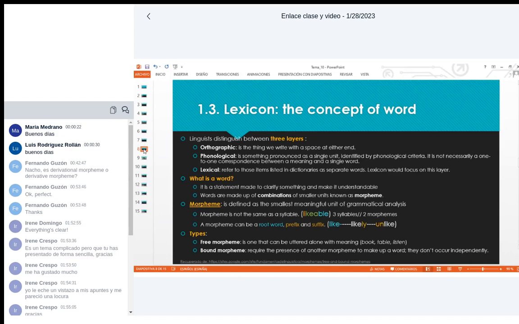The orthographic is the way the word is written, and here I wrote that we write it with a space at either end. So that's the number of letters a word has, and the way we write those letters, whether it has G, H, T, whatever letter it has, a set of letters all together which has a meaning. That's the orthographic point of view. But then we have the phonological, which is how we pronounce the word.